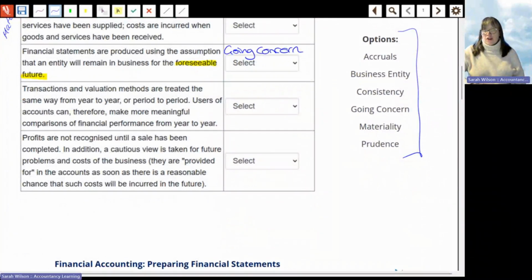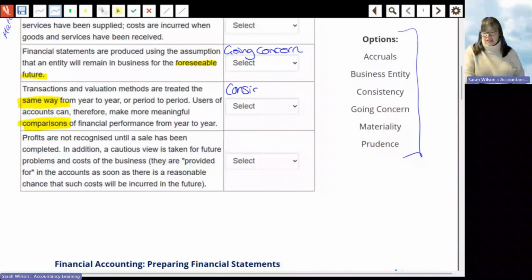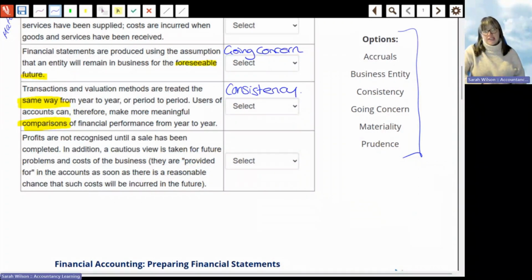Transactions and valuation methods are treated the same way from year to year or period to period. Users of accounts can, therefore, make more meaningful comparisons of financial performance from year to year. So we've got a couple of keywords here: same way from year to year or period to period. And it then means that they can make more meaningful comparisons. So if we're treating things in the same way, it means that we are being consistent. So this is the principle of consistency.